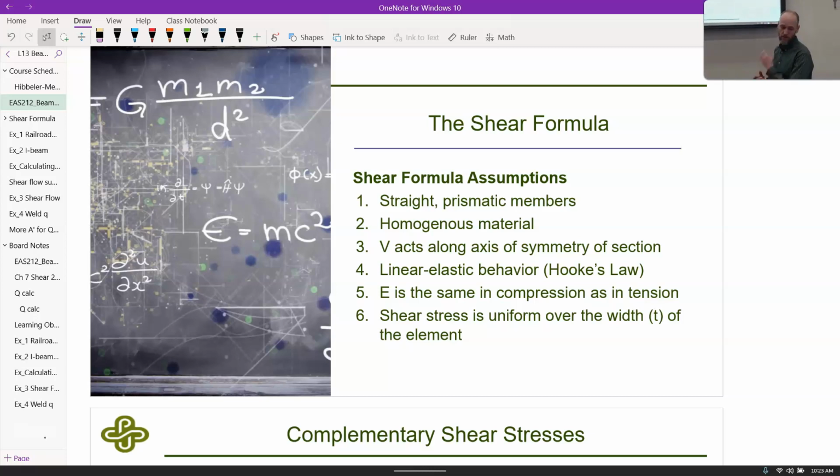The next sort of couple minutes here, we'll talk about the basic sort of derivation. The derivation is just in your notes, so you can kind of sit back and try and digest it. So we've got some basic assumptions. The assumptions are more or less the same as what we have for our bending flexure formula. So straight and prismatic, homogeneous, so same material. The shear acts along the axis of symmetry of the section, linear elastic, Hooke's law. So those are our basic assumptions that we come up with.